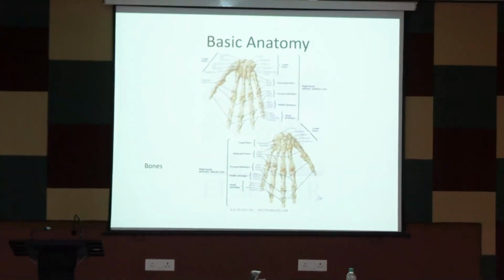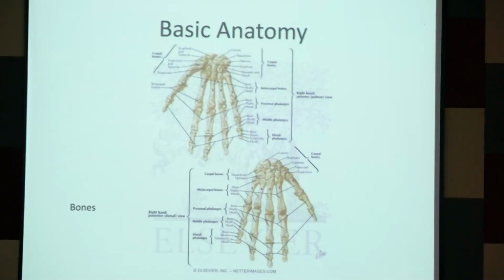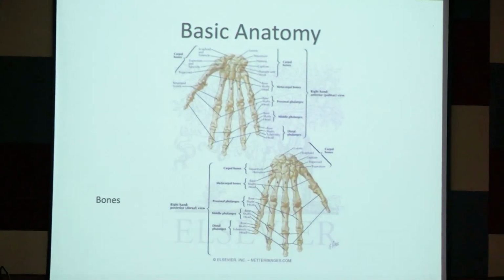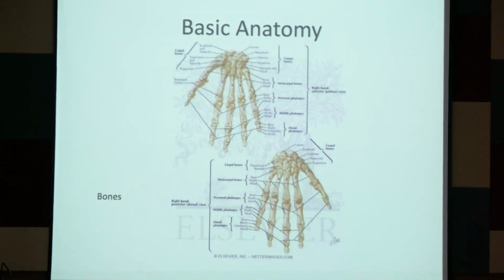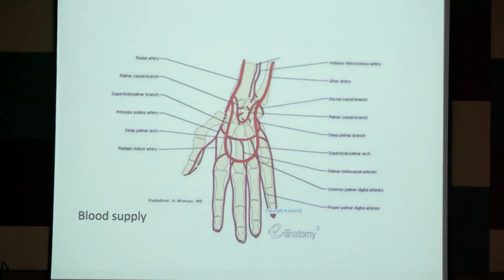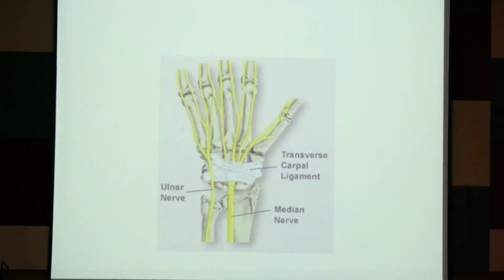So the basic anatomy is, you all know, from the distal radius, there are the carpal bones, the metacarpals, the phalanges, right? And there are the lumbricals and the interossei. These are the muscles holding it all together in the hand, right? The blood supply, it has two arches, the dorsal arch and the ventral arch. And if any one is damaged, the other takes over. And the nerves of the hand, we'll come to it later.